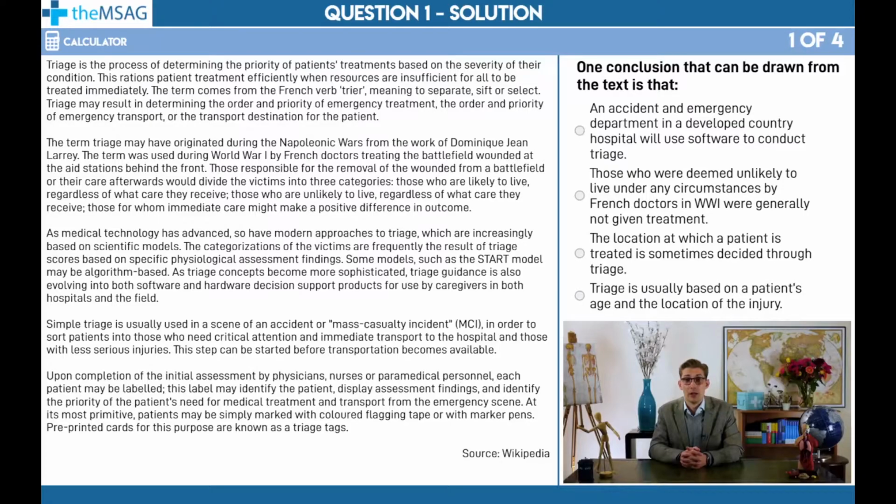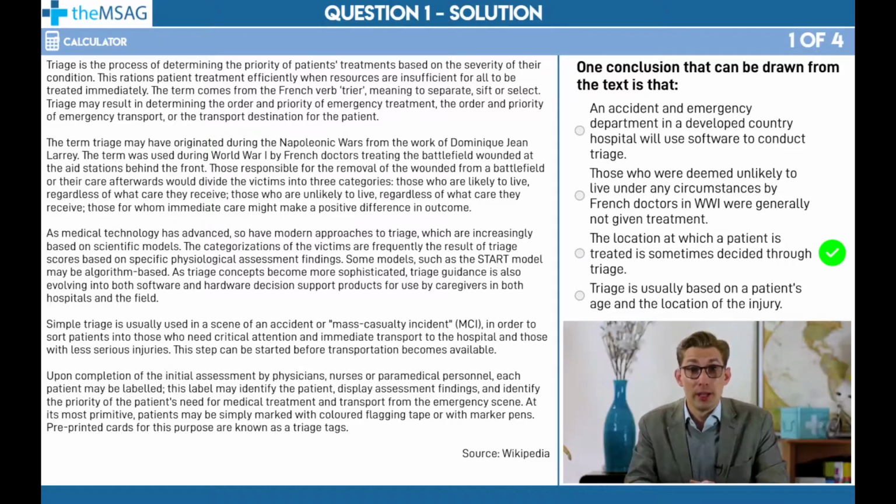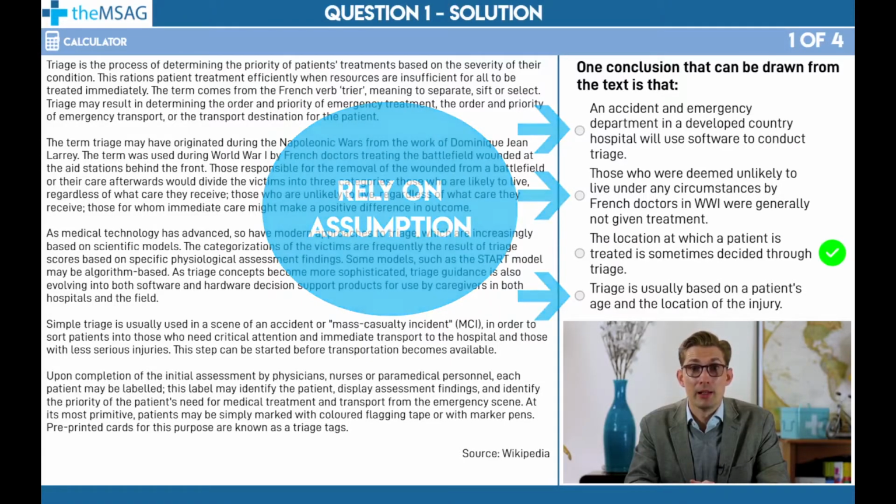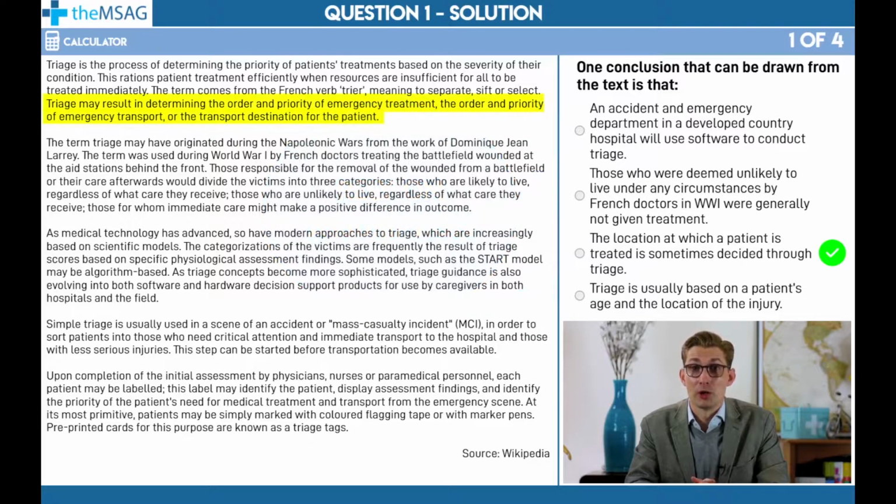For question 1, the answer is option C. The location at which a patient is treated is sometimes decided through triage. All the other answers rely on some form of assumption. This answer relies on a direct quote from the text, where at the end of the first paragraph it says, triage may result in determining the order and priority of emergency treatment, the order and priority of emergency transport, or the transport destination for the patient.